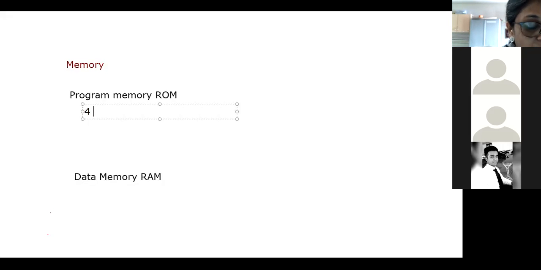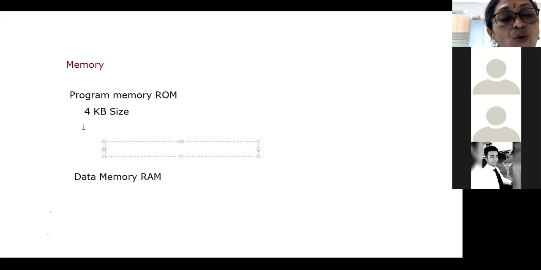It is 4 KB. 4 KB means what? What is meaning of 4 KB? Tell me. Kilobyte. It is 4 kilobyte size. Program memory is of capacity 4 kilobyte.